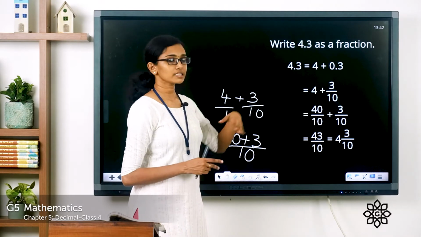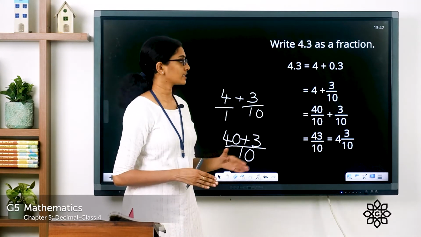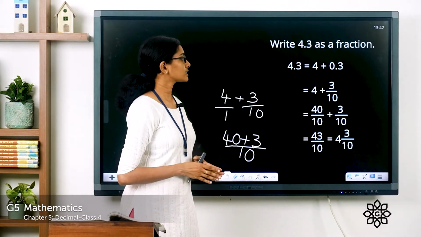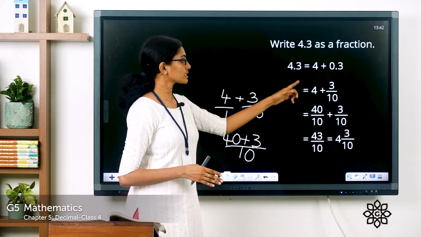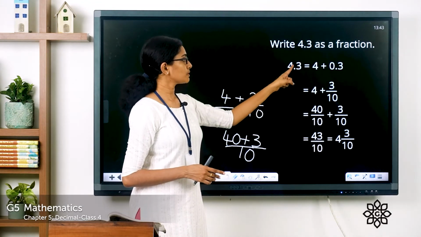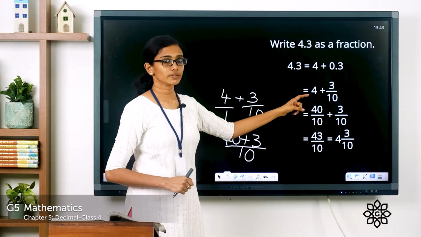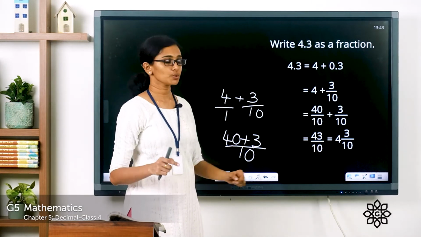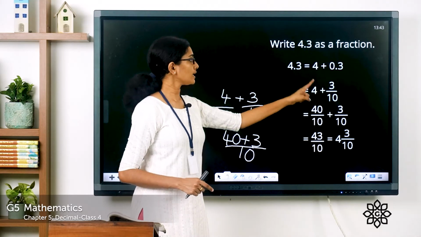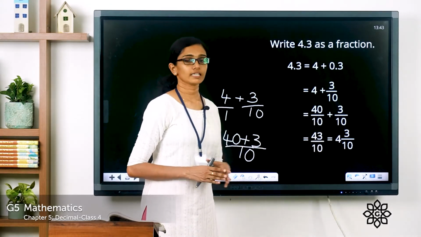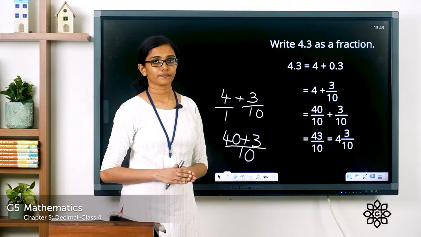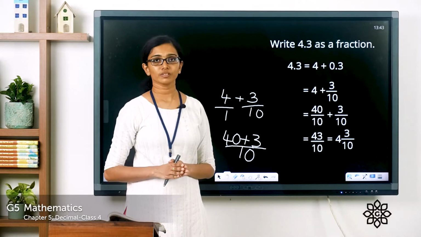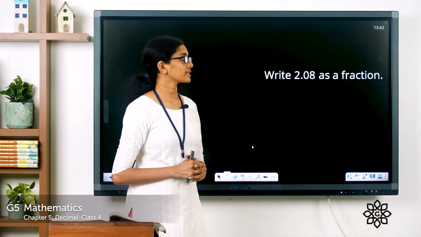Now, from the question itself, we can write this directly. In the question, you can see 4.3, and 4 is the whole number part and the decimal part is 0.3, which is equivalent to the fraction 3 by 10. So you can directly write 4.3 is equal to 4 as the whole number part and 0.3 as the fractional part. I hope this is clear to you. Now let's see one more example.